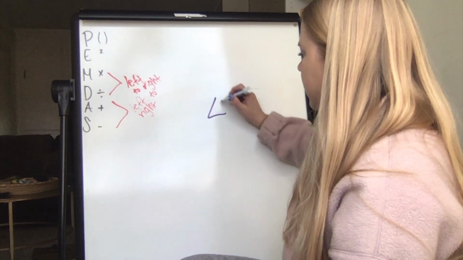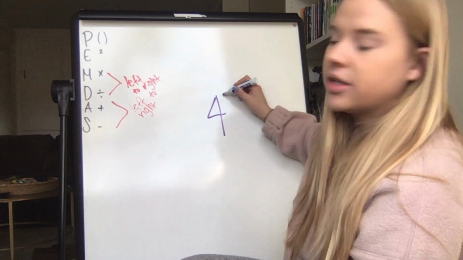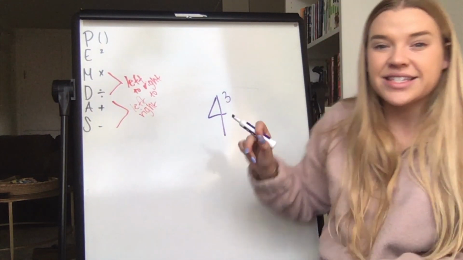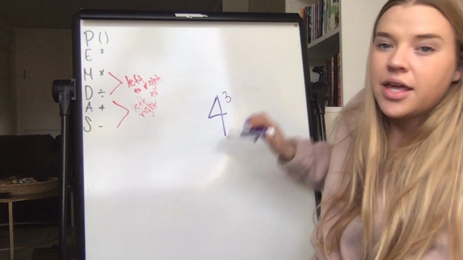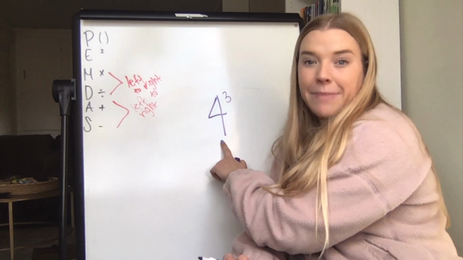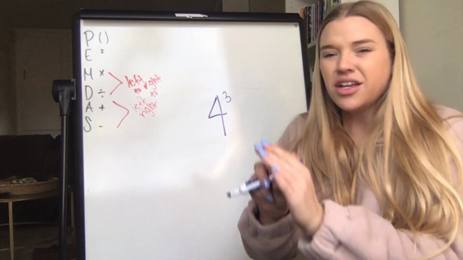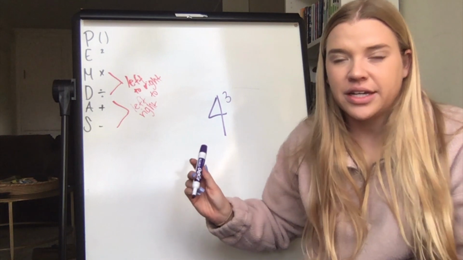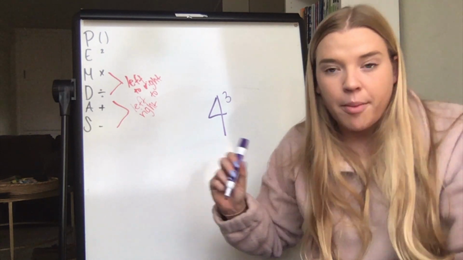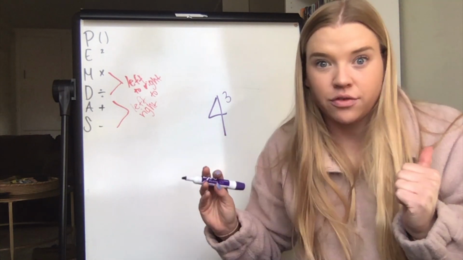a variable, let's say like 4, and then you see a little number up here. This number right here is my exponent. This number right here is my base. So how I would solve this, if you look at this, the natural reaction is probably either 7 or 12.